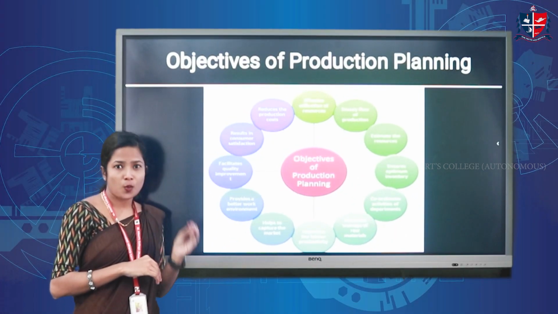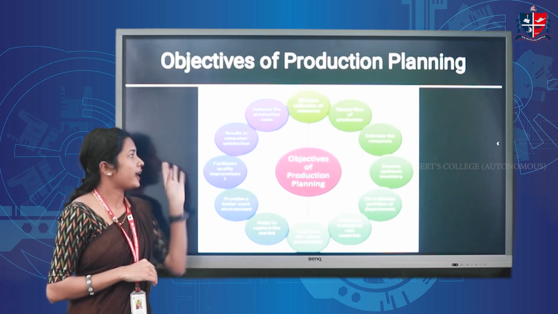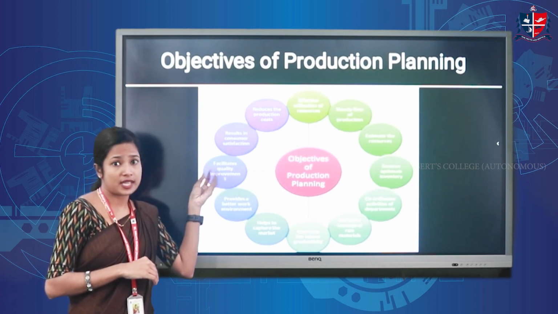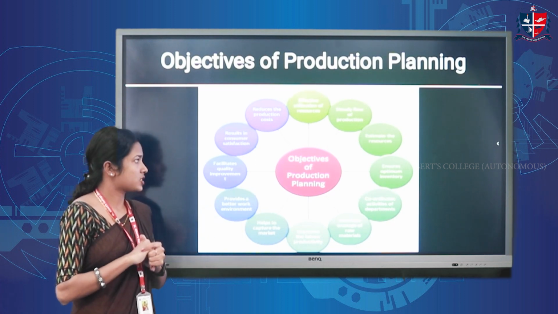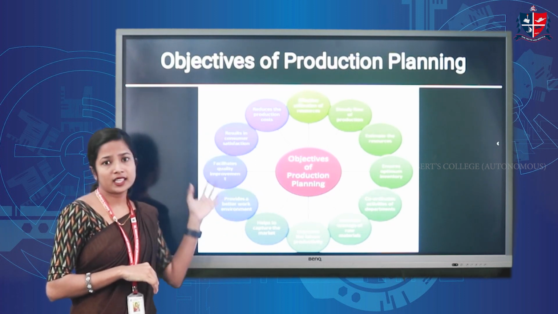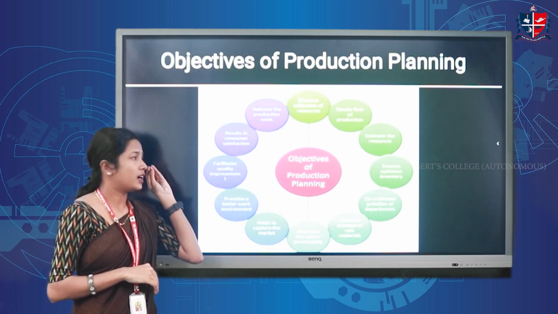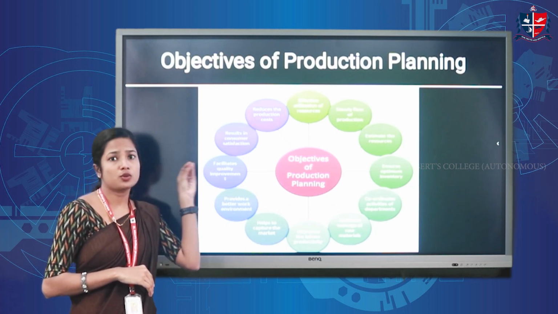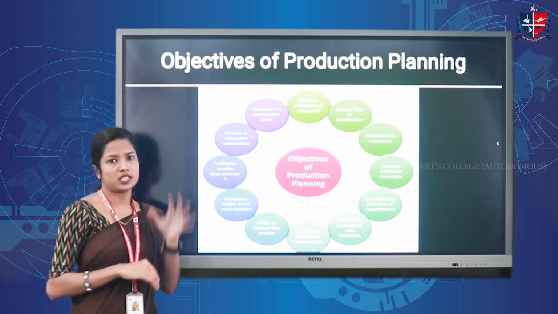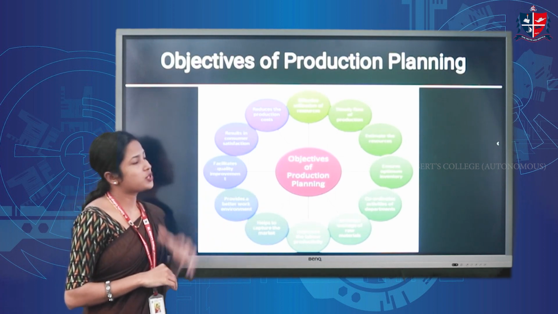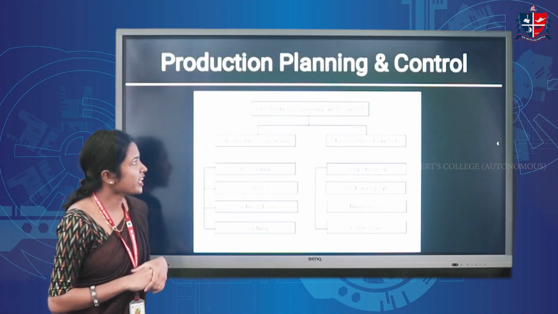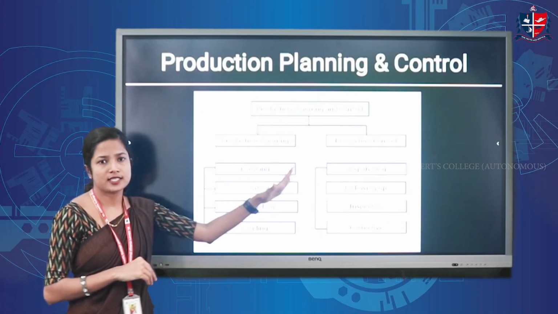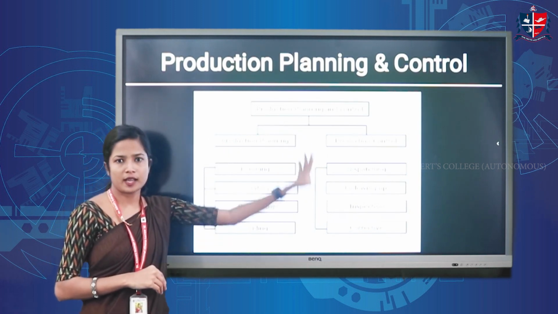By producing a quality product, we are ensuring customer satisfaction. Next is that it reduces the production cost. By planning the production, we are focusing on reducing the overall cost of production. So these are the objectives of production planning. Next is production planning and control. Production planning and control we can categorize into two: production planning and production control.